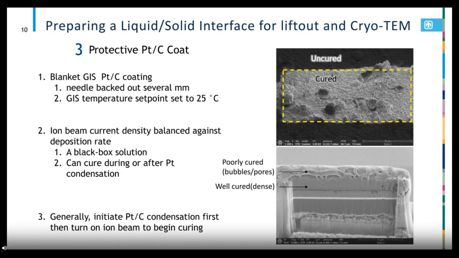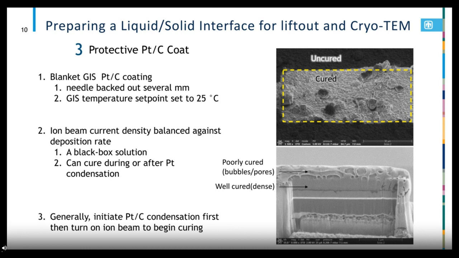Third step is to protect the lithium. This is assuming that the liquid is the top layer of your sample. The way that this is done in cryogenic FIB-SEM is by a blanket coating. The sample is fully cooled to cryogenic temperatures, the gas injection system needle is retracted several millimeters, and the set point is changed to room temperature. Then the flow is open for on the order of 10 seconds to a minute, and then it's cured with the ion beam.